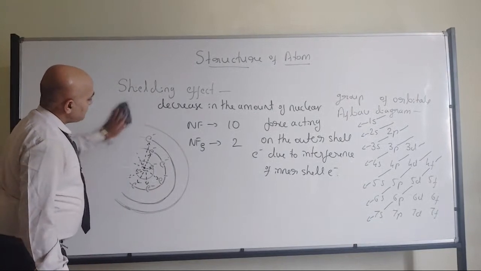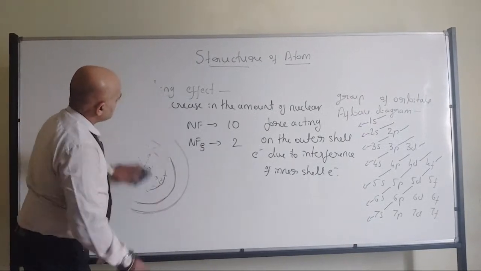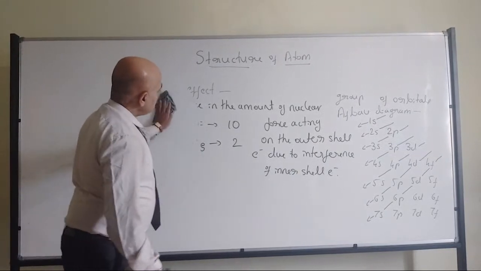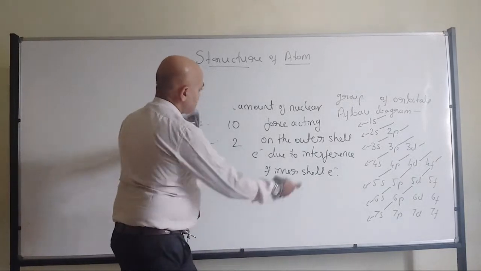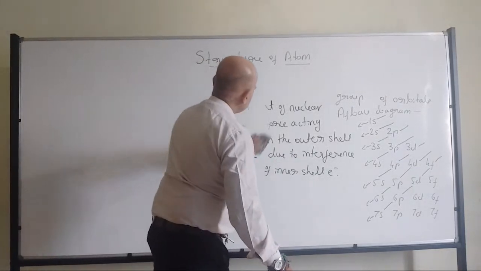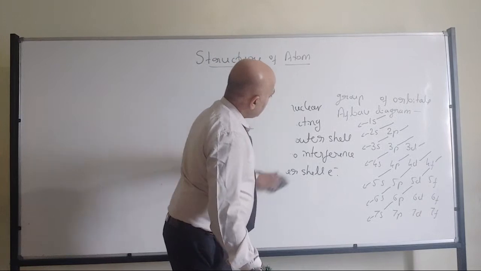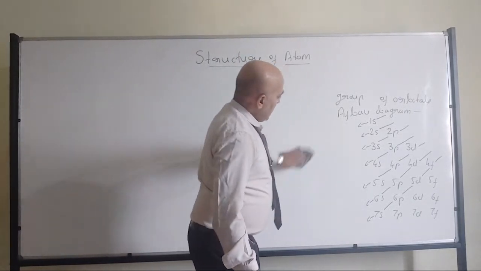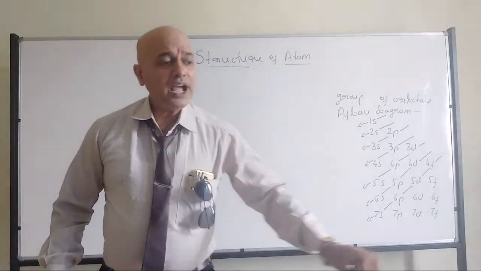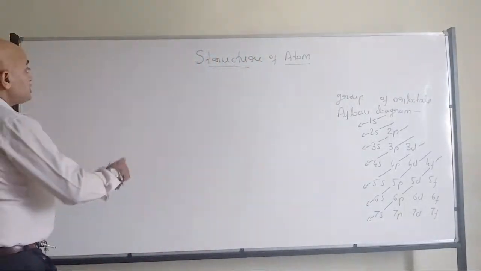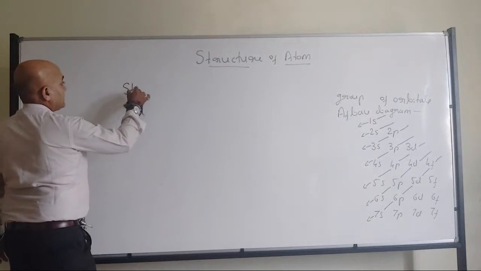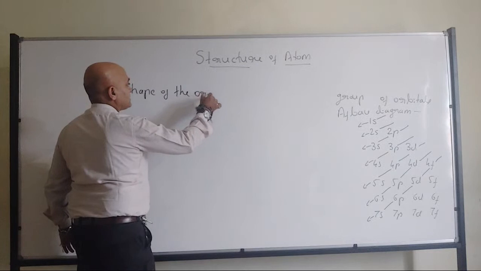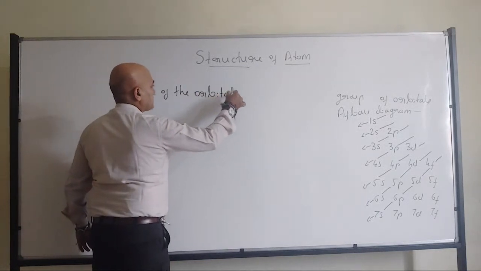Now we have another important thing. One is due to the shielding effect. That's where we can see the difference in the energy distribution of electrons. Okay, that is one thing. And another thing which is going to have an impact here is the shape of the orbitals. Another thing is the shape of the orbitals, which is also having an impact.